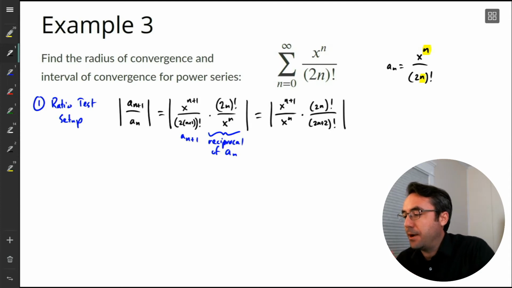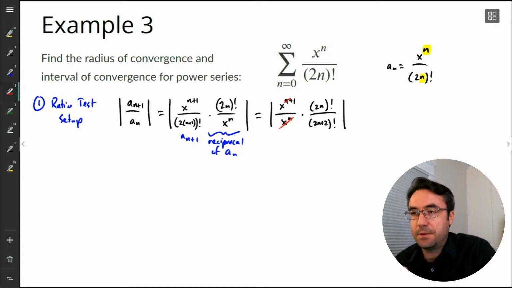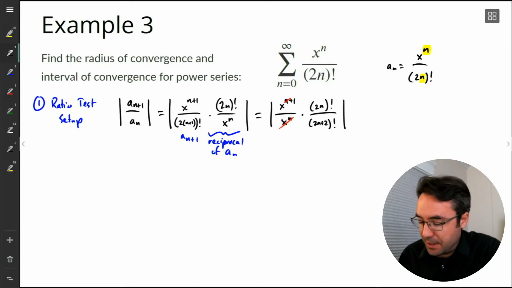So now we want to simplify, and we can simplify these powers of x. There's n plus 1 copies of x in the numerator and n copies of x in the denominator. So all but one of the copies of x are going to get canceled off, and we'll have one copy of x still left over.